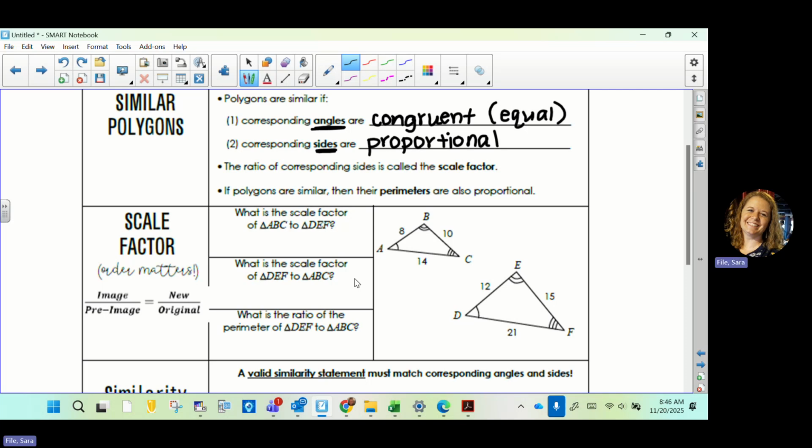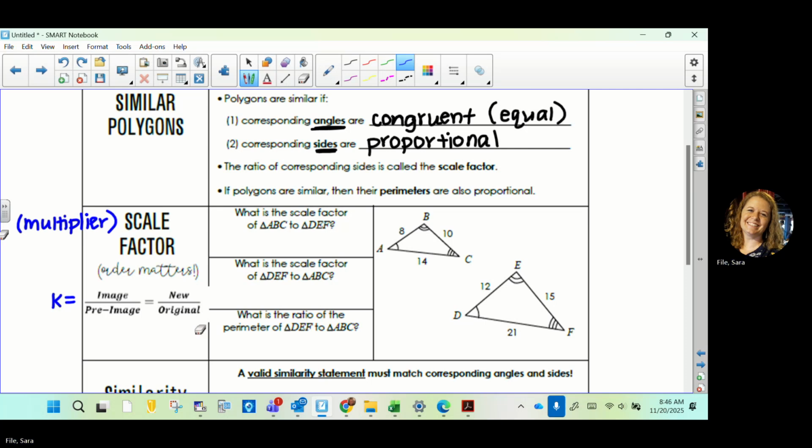Scale factor is your multiplier. If you want to put that out to the side, that is your multiplier. It's what you're multiplying by to get from one value to another. And almost always, you're going to see it labeled as K. So to get your K, your scale factor, you're going to take your image divided by your pre-image. Remember, that's the vocabulary we learned last unit. The image is the new one. The pre-image is the original or the old one. So you're going to do new divided by old, or new divided by original, however you prefer to think of that.